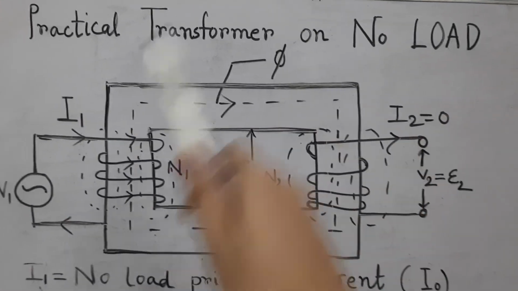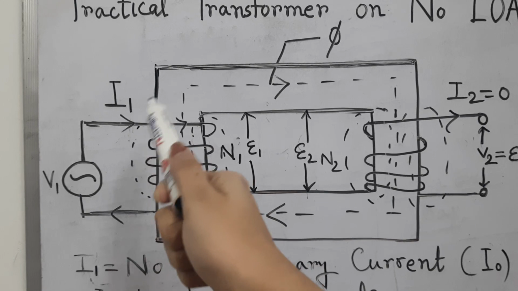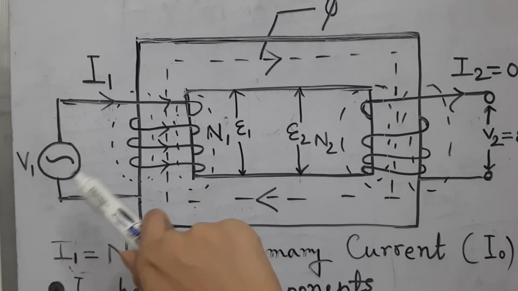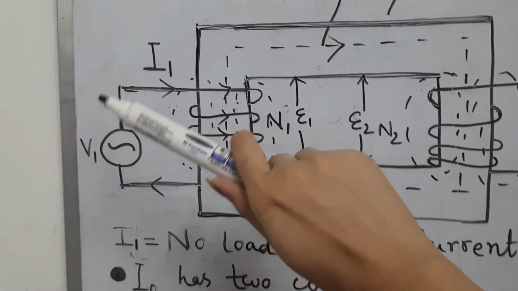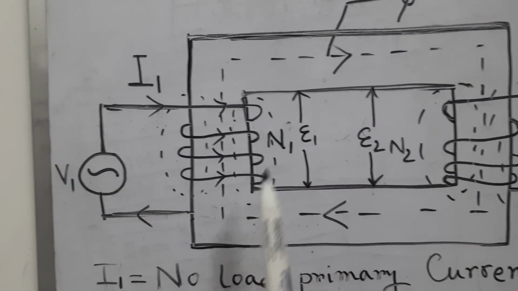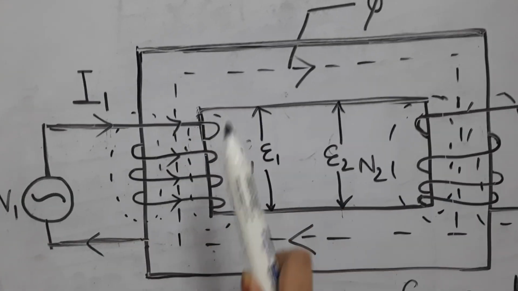So this is our diagram. I1 is the primary current and V1 is the primary voltage. For V1, I1 is produced, and I1 flows through this winding.